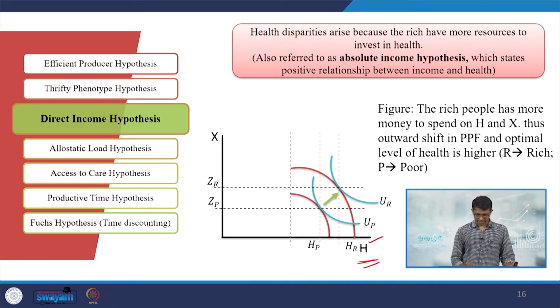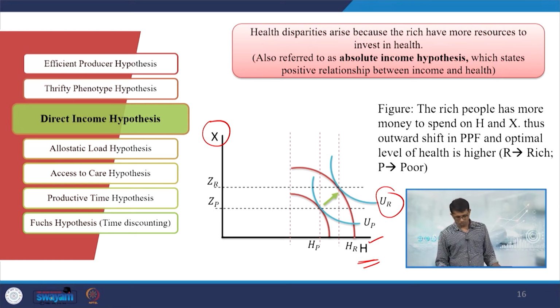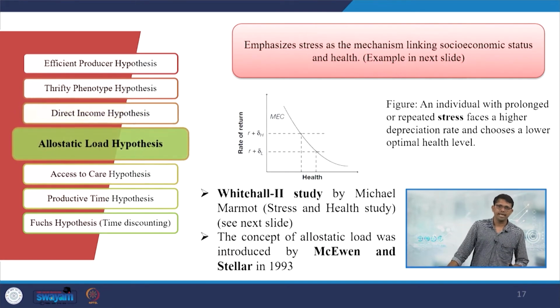Here we have taken H as health, and other consumption goods we have taken as X. So, we have identified the rich, and the utility of rich people and poor people. They have different possibilities as well, and hence their choices for health as against other commodities are different, and it clearly differentiates their socioeconomic status.